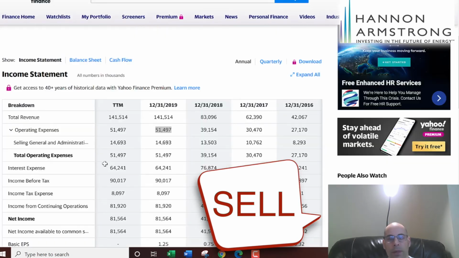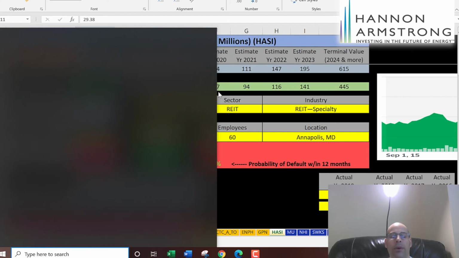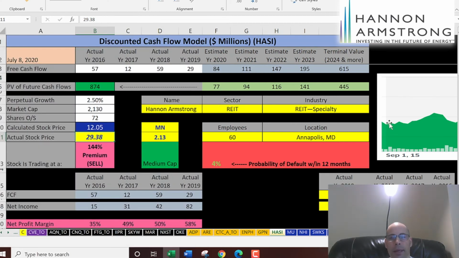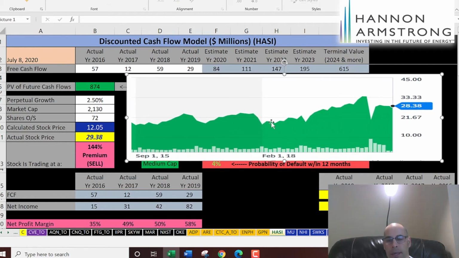Let's see what Simply Wall Street values the company at. They're valuing them a little higher at $16 a share compared to my $12 a share. But in both cases, both models are saying the company's a sell. It's overvalued. Let's look at the historical stock price. And it looks like it's been trading even higher. A few months ago it was trading closer to $33, $34. It did drop a lot at coronavirus, but it's come back up. So investors are willing to pay $28 a share. So they see the future outlook of the company better than the financials indicate.